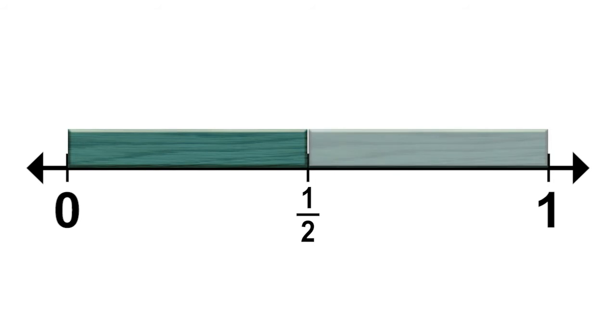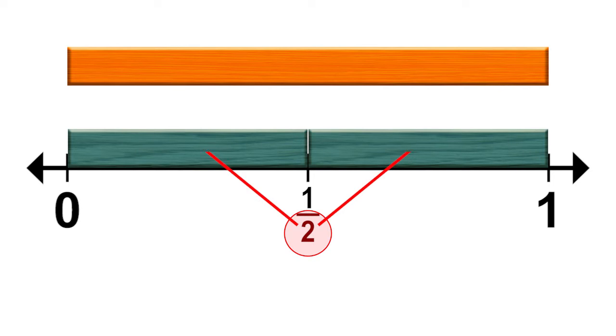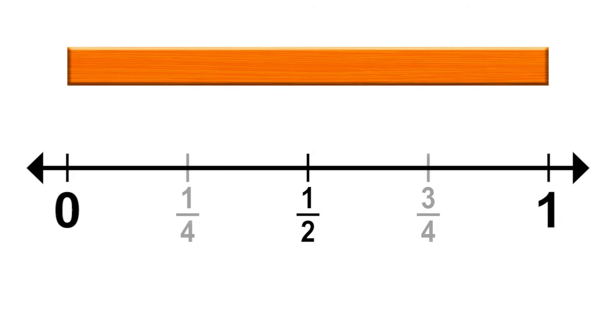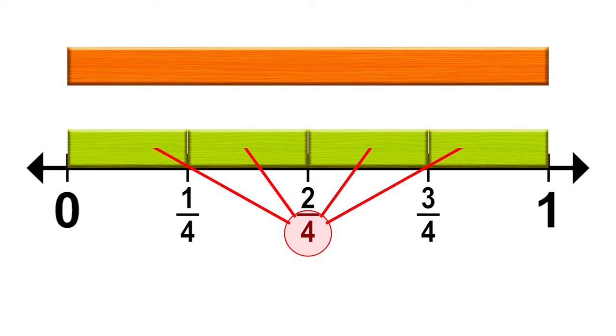Remember our dark green rods, where each one represented 1/2 of the whole? The denominator in a fraction names how many pieces there are in the whole. So the fraction 1/2 is stating that there are 2 pieces in our whole. Earlier, we segmented our line into fourths. We used the light green rods and noted that 1/2 was equal to 2/4. The 4 in the fraction, 2/4, signified that there were 4 pieces or segments on our number line as part of the whole.